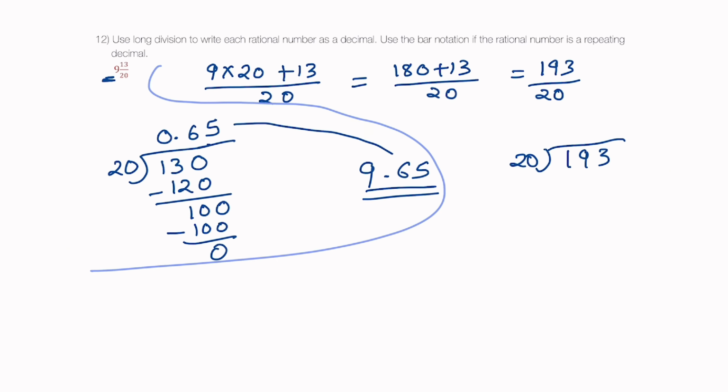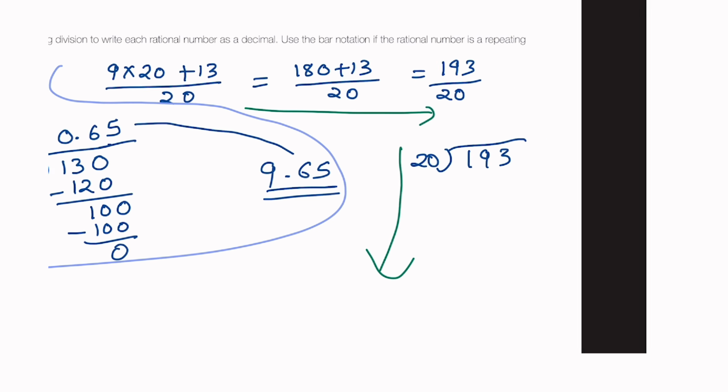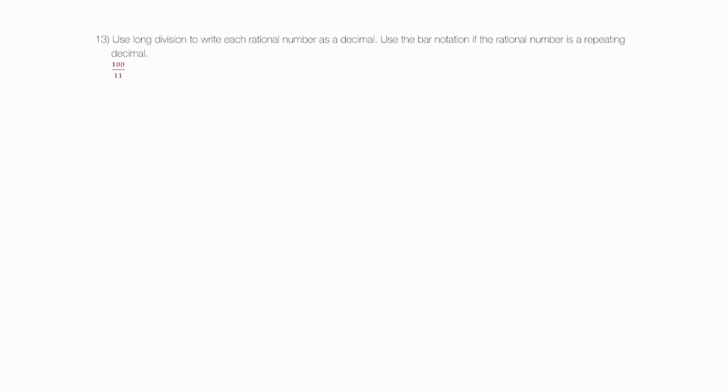Or you go this longer route and further down here. Now the choice is yours. Which one do you opt for? Are you going to be smart? Yes, then you're going to opt for this quicker method. The next one, 100 divided by 11.